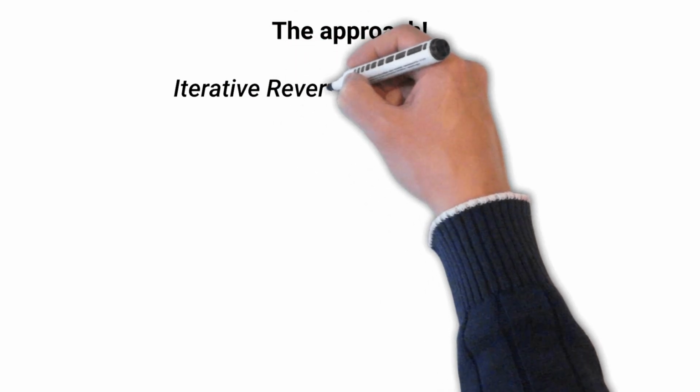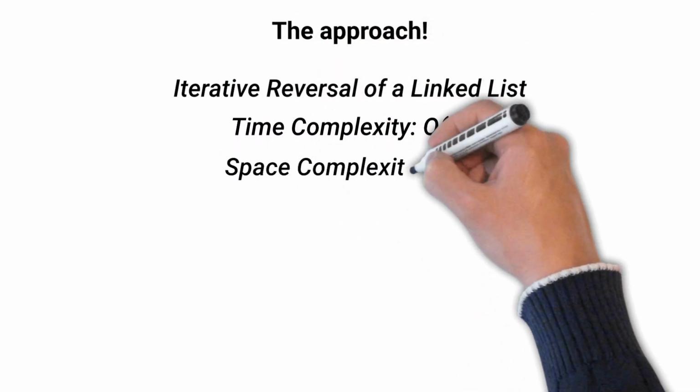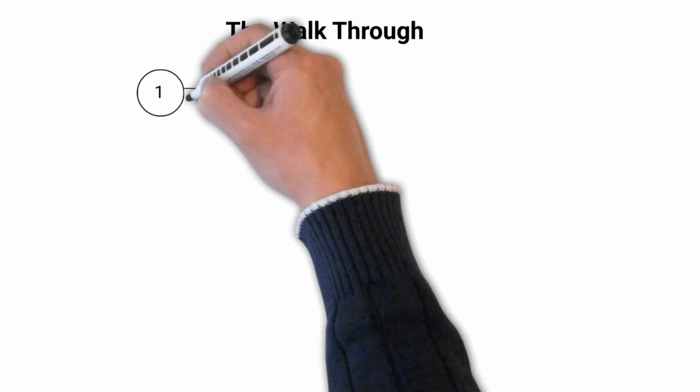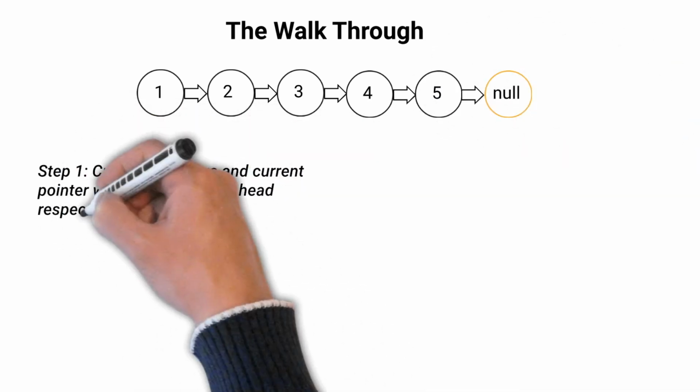The approach that we're going to be taking is called the iterative reversal of linked list. It has a time complexity of O(n) and a space complexity of O(1), and it's the optimal approach to this problem. Now let's walk through an example where we're given a linked list with nodes 1, 2, 3, 4 and 5.